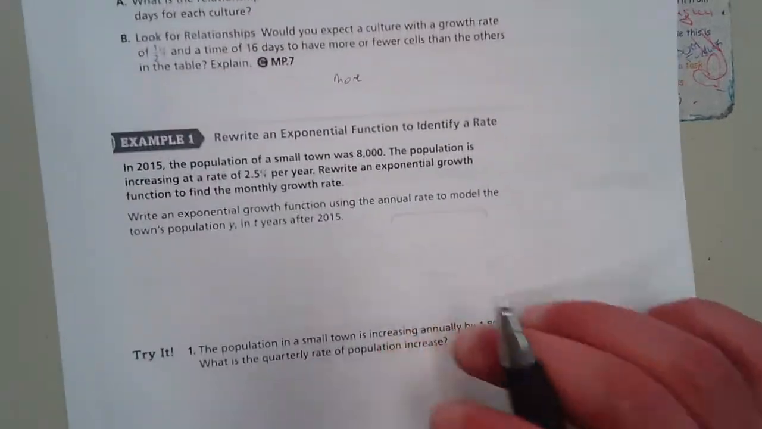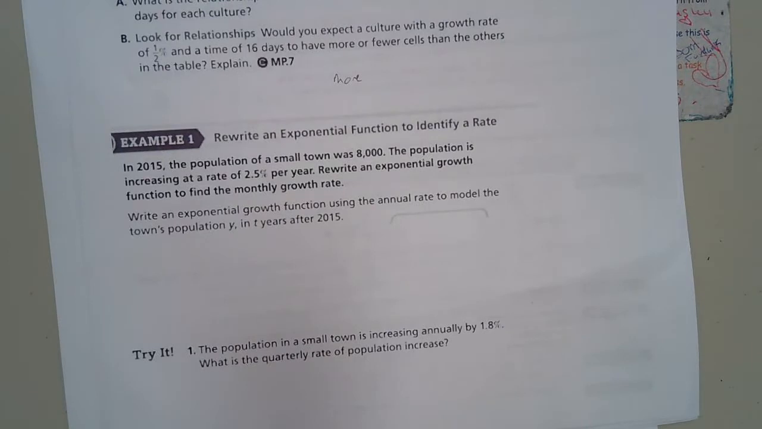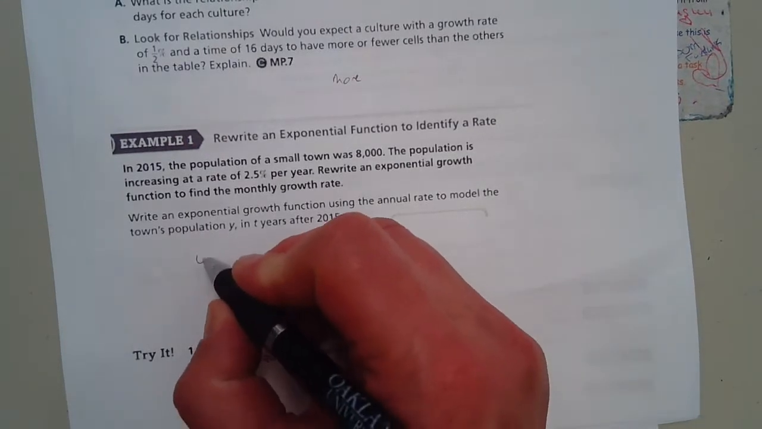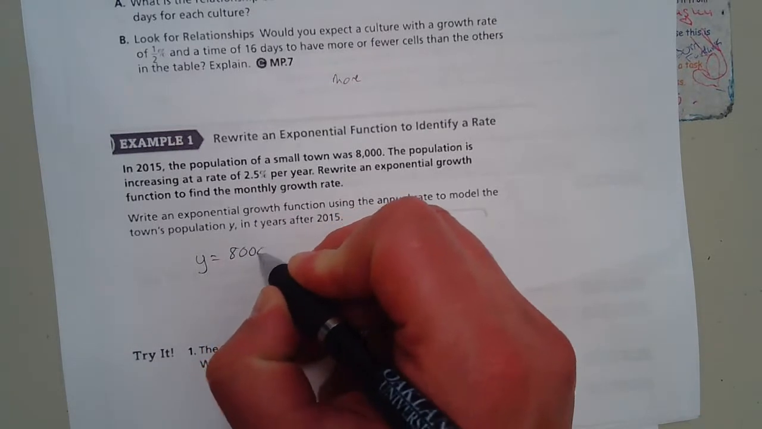All right. So with that said, let's jump to example 1. This says, in 2015, the population of a small town was 8,000 people. Population is increasing at a rate of 2.5% each year. Rewrite an exponential growth to find monthly growth rate. All right. So the yearly growth rate, we can do no problem. We've done this a few times now. We take our 8,000.